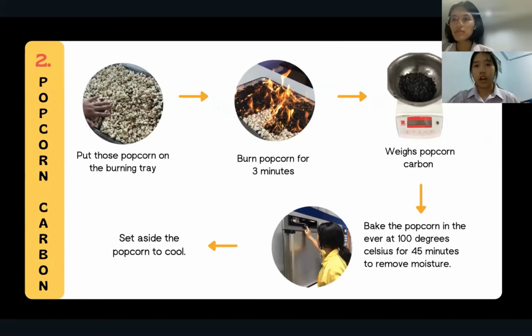The second, how to make popcorn carbon. After we have popcorn, we put it on the burning tray and burn it for 3 minutes. Then weigh it and bake it at 100 degrees Celsius for 45 minutes to remove moisture.